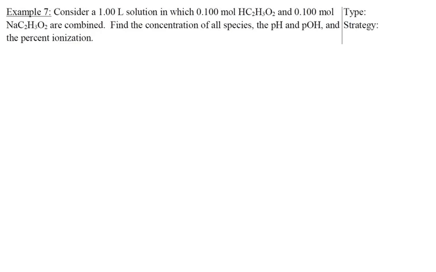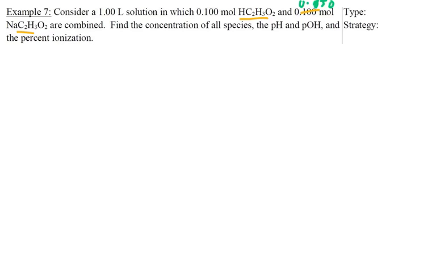Okay, example number 7. Here we have C2H3O2, and we have sodium acetate. Again, somehow I've gotten the wrong values on here, so this number here is going to change to 0.050 moles. Okay, and that's not bad as long as we have that in the first place. So what is our reaction here?